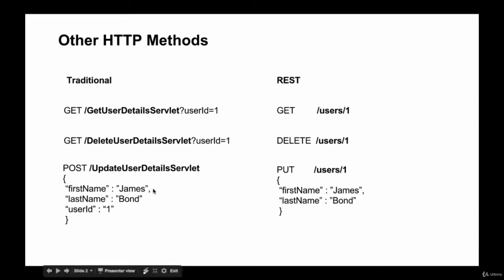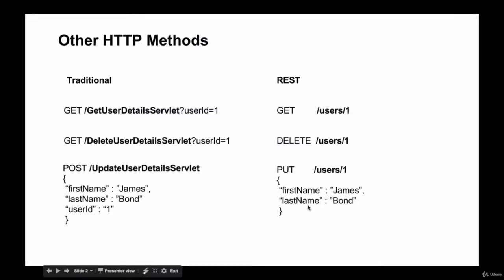So note the difference. In the traditional way, we will send the ID of the resource that we want to update as part of the JSON document, and in the RESTful way, the ID will still be part of the URI and it will be sent as a path parameter, but the JSON document will not contain the ID of the resource we are going to update.